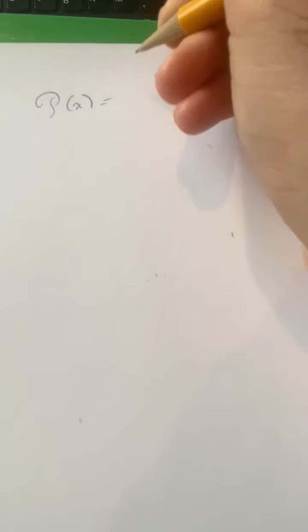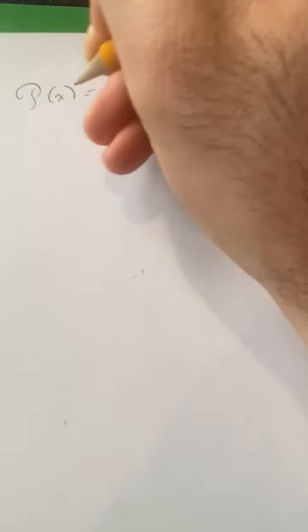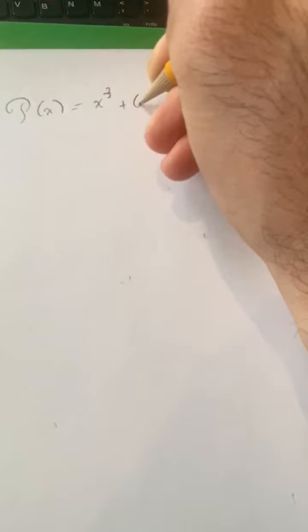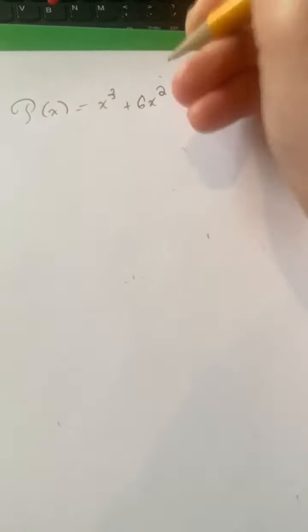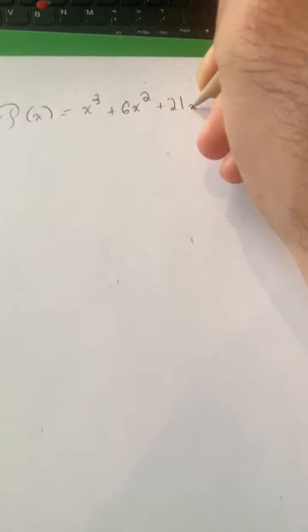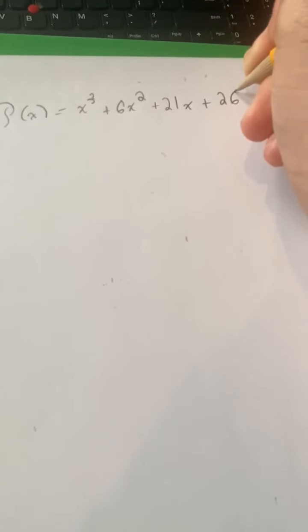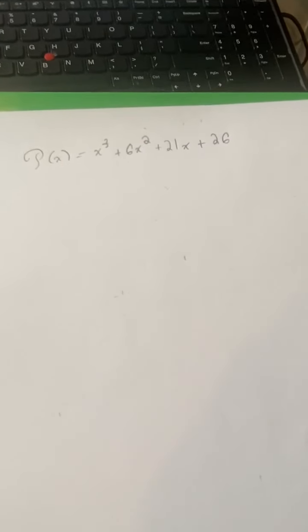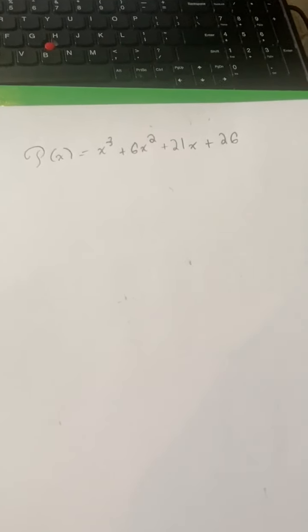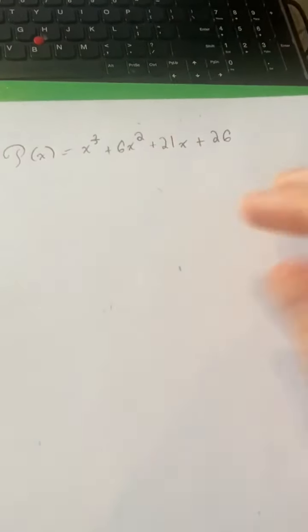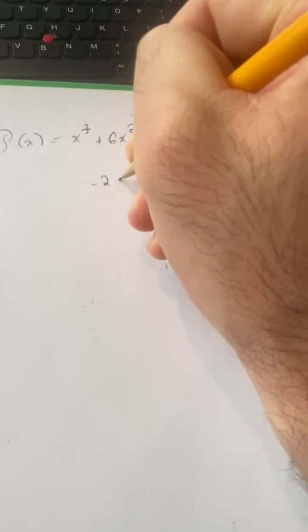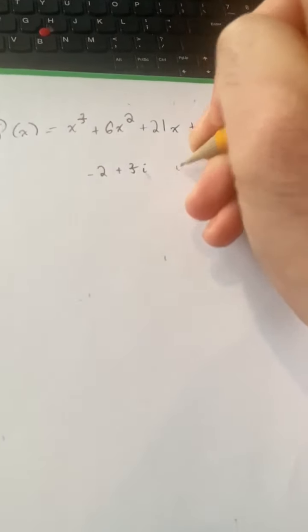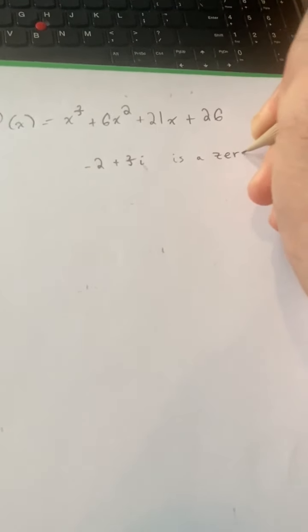So again, we're going to start by copying down our polynomial. It's p of x equals x cubed plus 6x squared plus 21x plus 26. And we're told that it has a zero, -2 plus 3i is a zero.